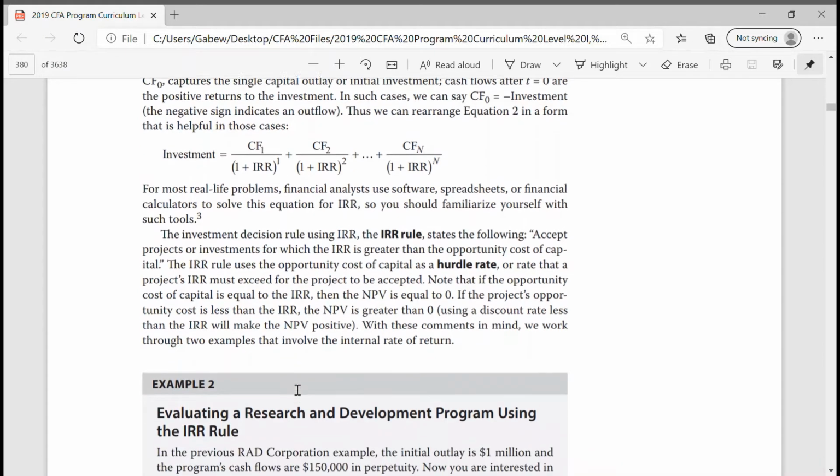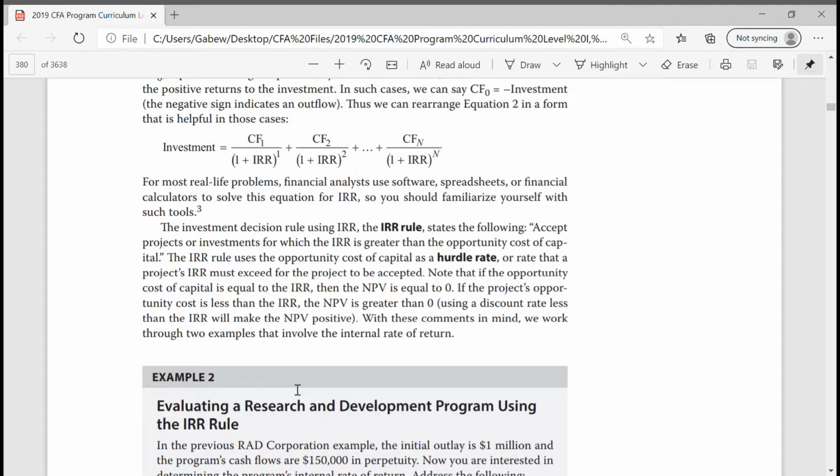For most real-life problems, financial analysts use software, spreadsheets, or financial calculators to solve this equation for IRR. So you should familiarize yourself with such tools. The investment decision rule using IRR, the IRR rule, states the following: accept projects or investments for which the IRR is greater than the opportunity cost of capital.